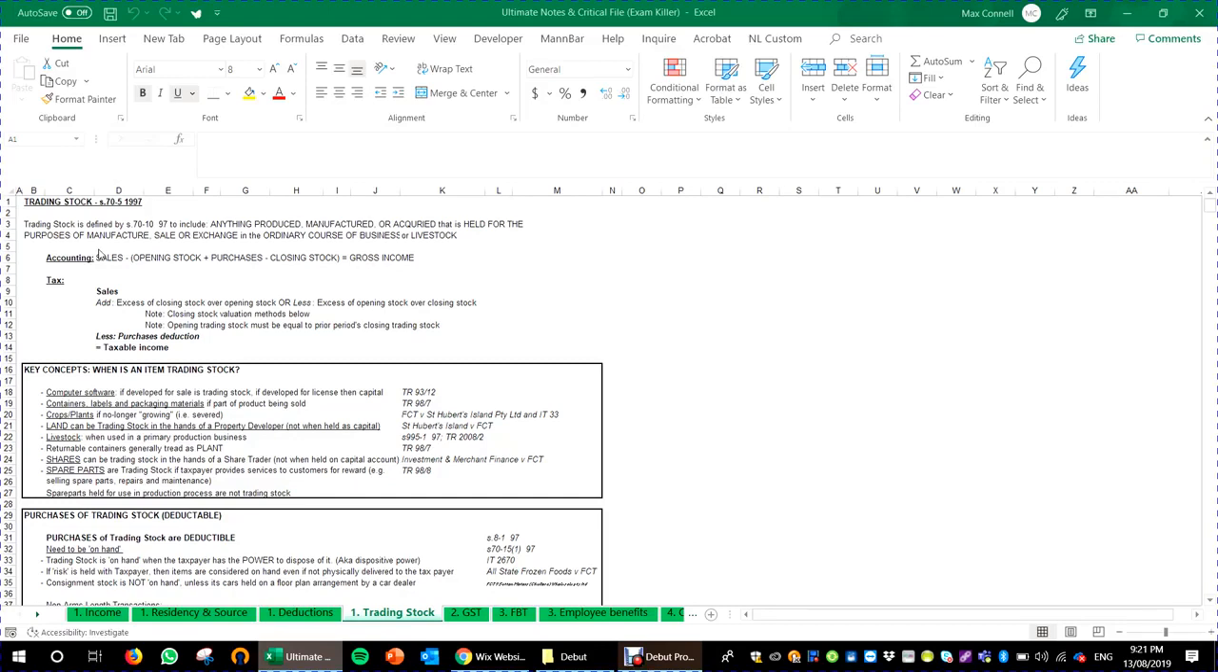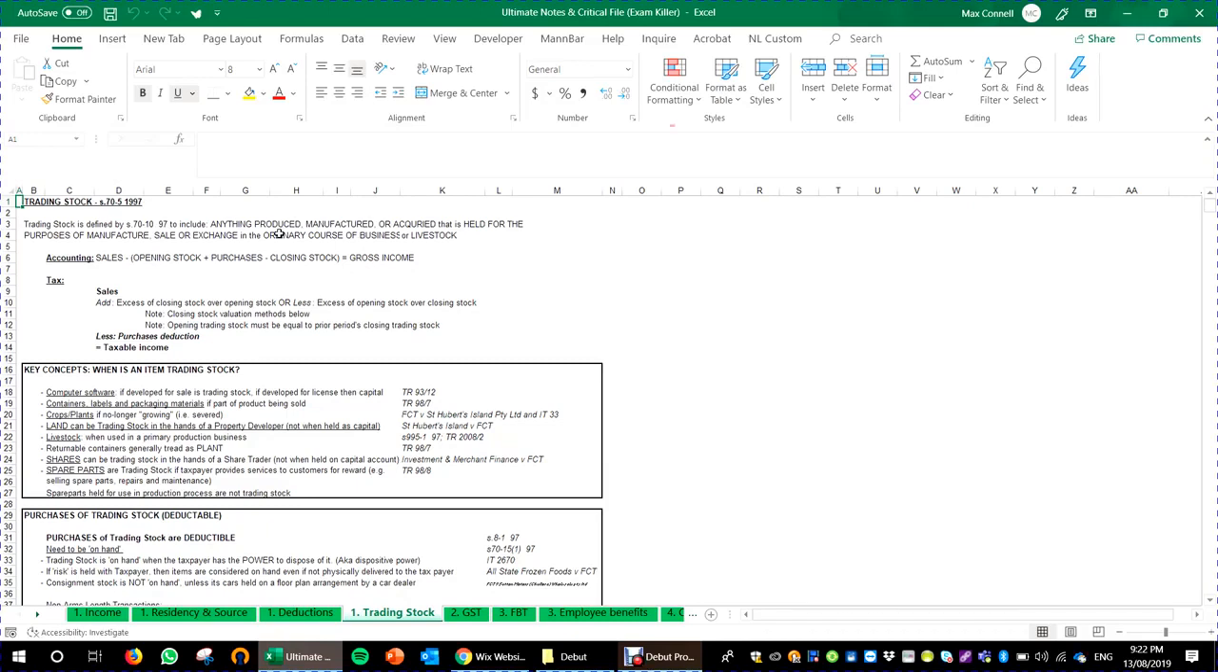Well, it's anything that you're holding or make or manufacture or acquire for the purposes of manufacture, sale, or exchange in the ordinary course of business. So this is the key word here. You must be carrying on a business. And if you are in that industry and an asset you are holding on your balance sheet is for the purpose of doing something with that business, then it is trading stock.